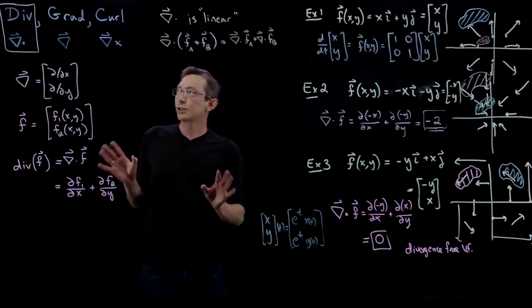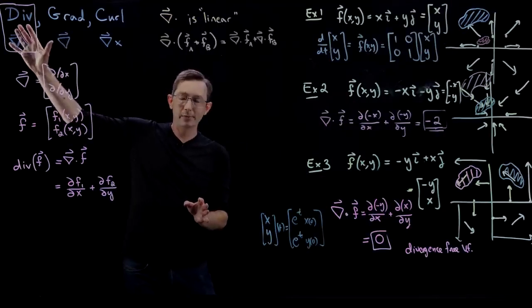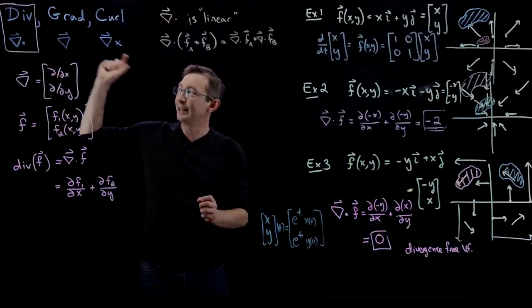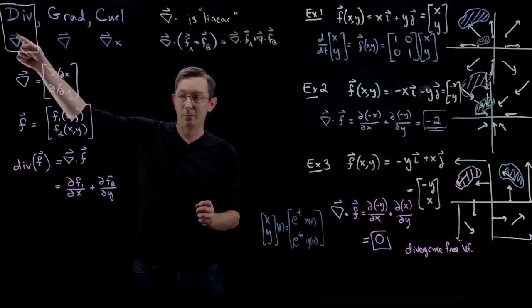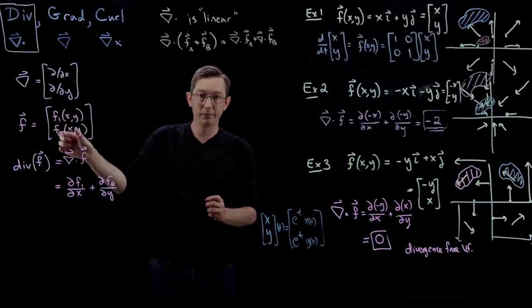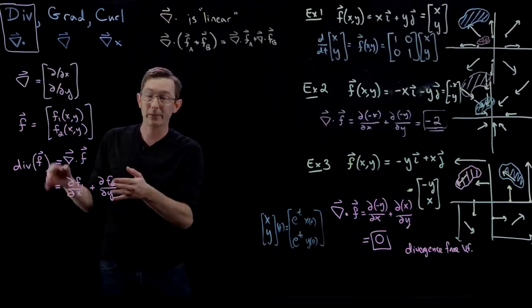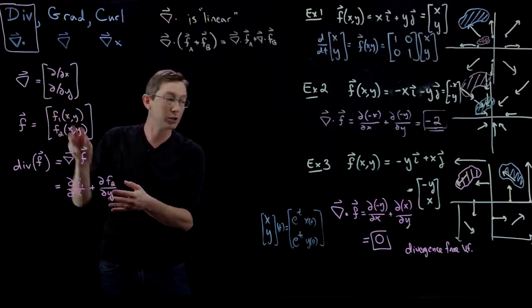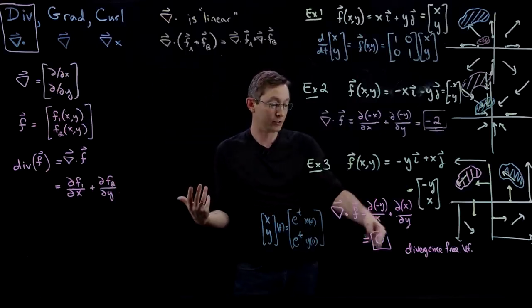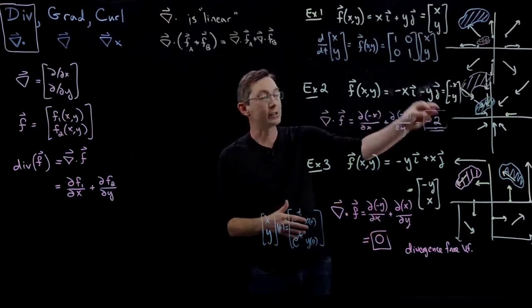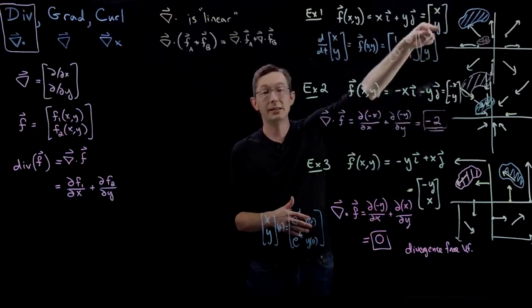Okay, let's just recap. We're talking about the divergence, which is the dot product of my del or nabla operator with a vector valued function. And again, when I take the dot product of two vectors, I get a scalar. So the divergence of a vector valued function is a scalar function. In this case, it was a constant because my vector field was linear.